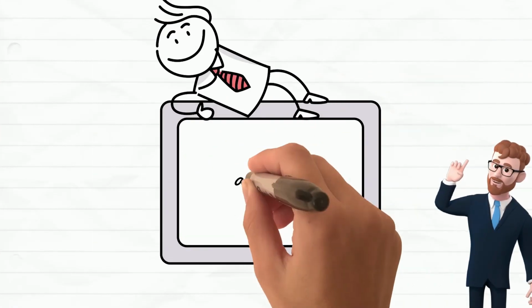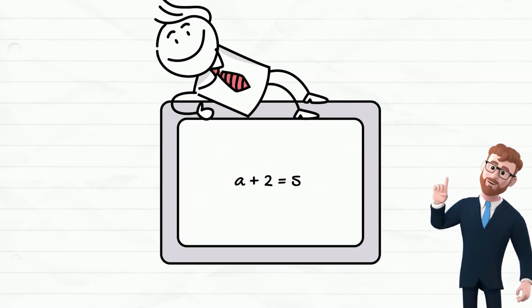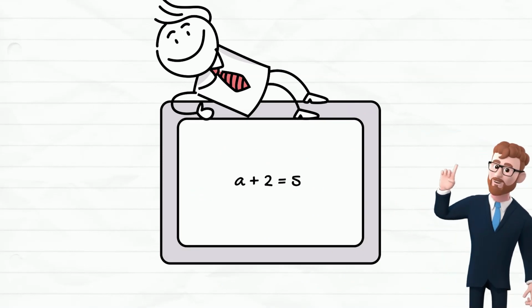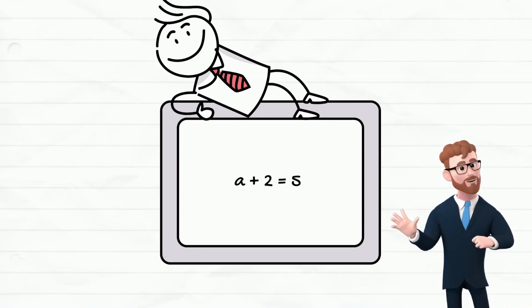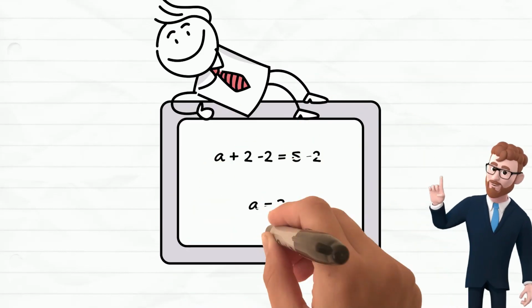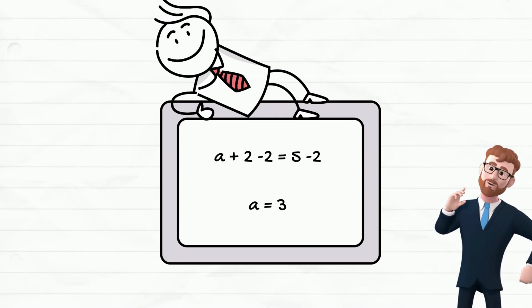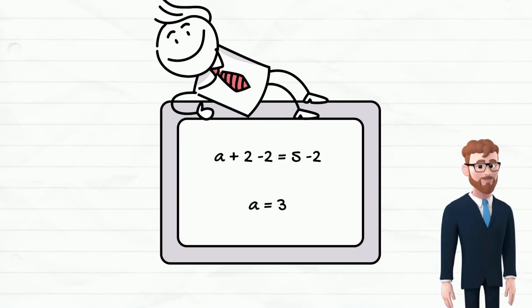The equation is a plus 2 is equal to 5. We need to combine rule 1, 2, and 3. Eliminate one thing at a time to find the value of the variable. So, we eliminate plus 2 by taking away 2 from both sides. This will give us the answer as 3.